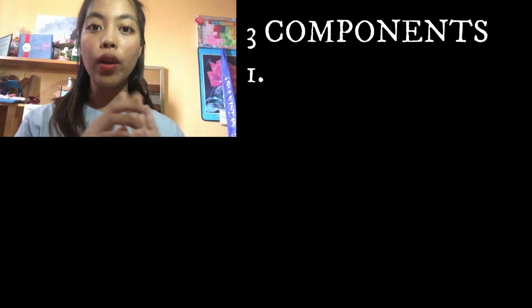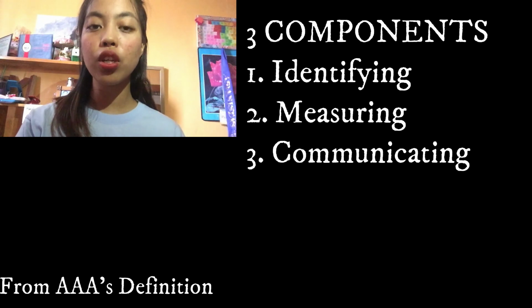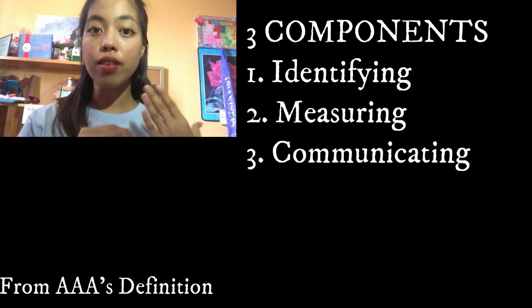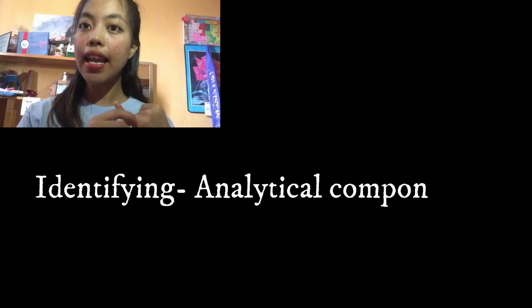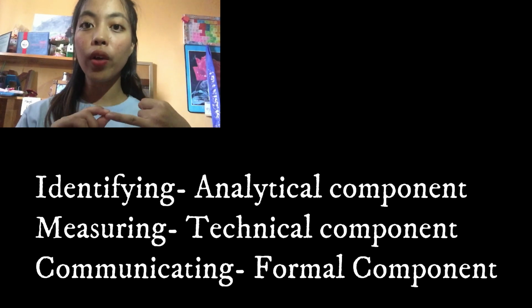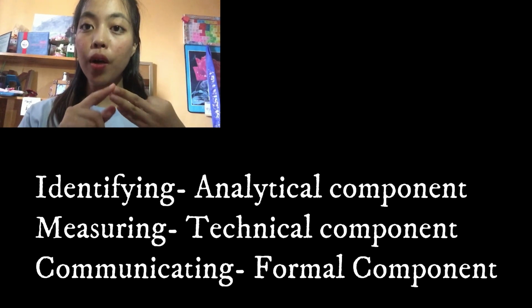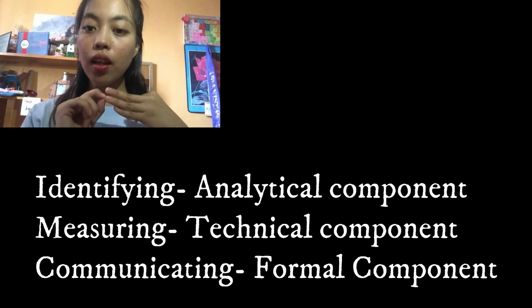Also, there are three components of accounting. It is based from the definition given by the American Accounting Association that accounting is the process of identifying, measuring, and communicating economic information to permit informed judgment and decision by the users of the information. So, identifying is the analytical component, while measuring is the technical component, and lastly, the communicating process is the one that's termed as the formal component.